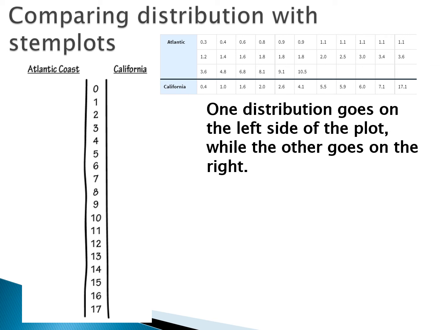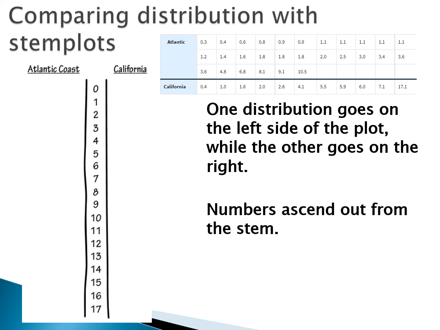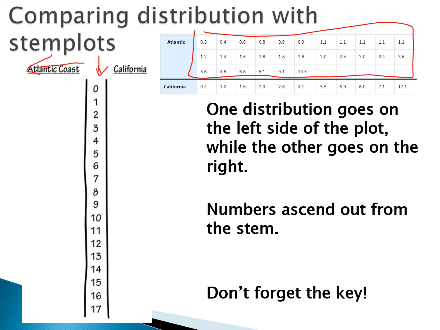We're going to have our numbers in ascending order again, but they're going to move out from the center. So for the Atlantic data set, when we put them on the graph on the left, the smallest numbers are going to be closest to the stem, and they're going to increase as they move out away from that stem. And always don't forget the key.